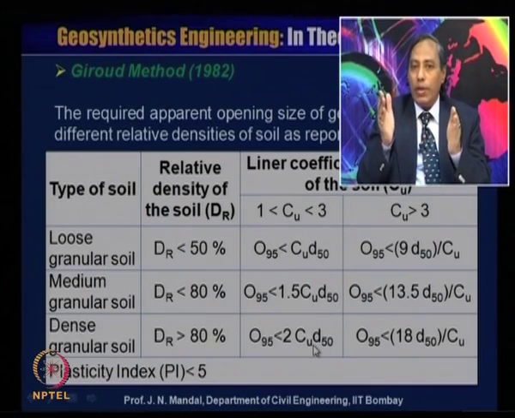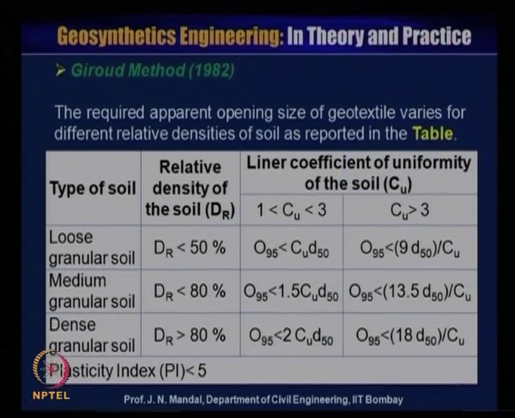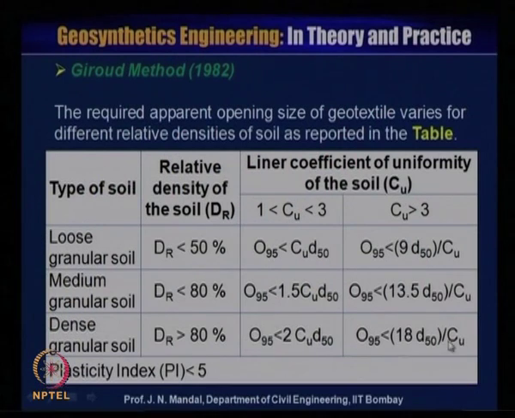So, you know the grain size distribution curve, and from it you can determine what is Cu and what is D50. If you know that Cu value and also the relative density value, then from this table you can calculate O95. Our target is O95, the apparent opening size or equivalent opening size of the geotextile. From this chart also you can calculate the O95.